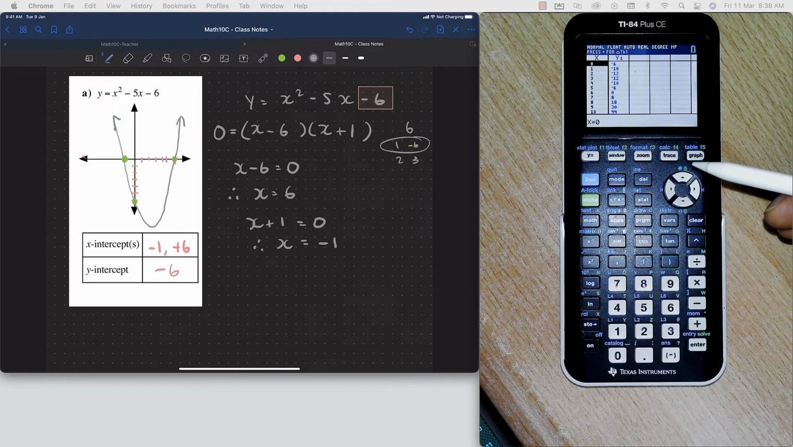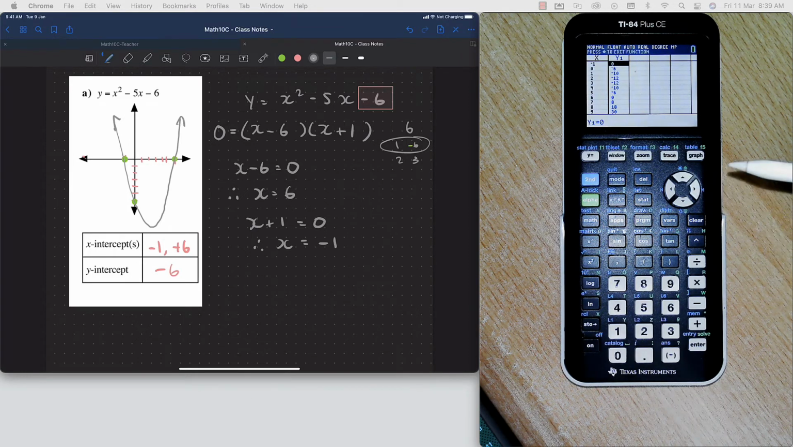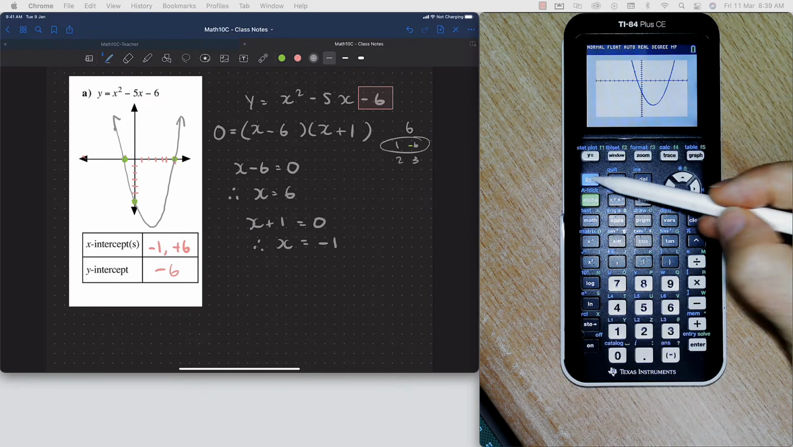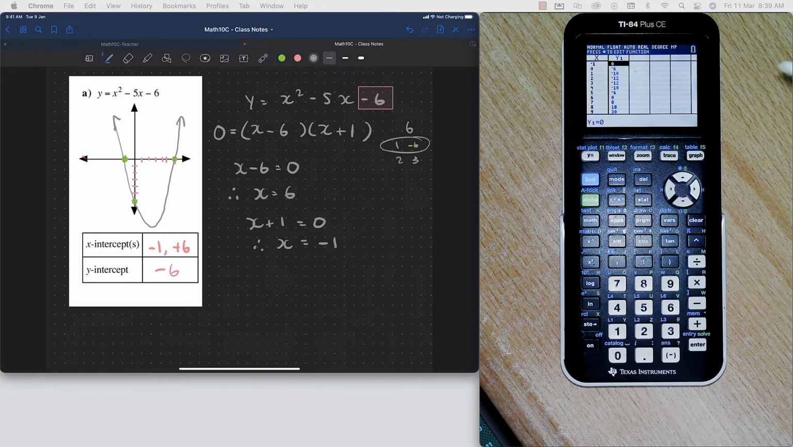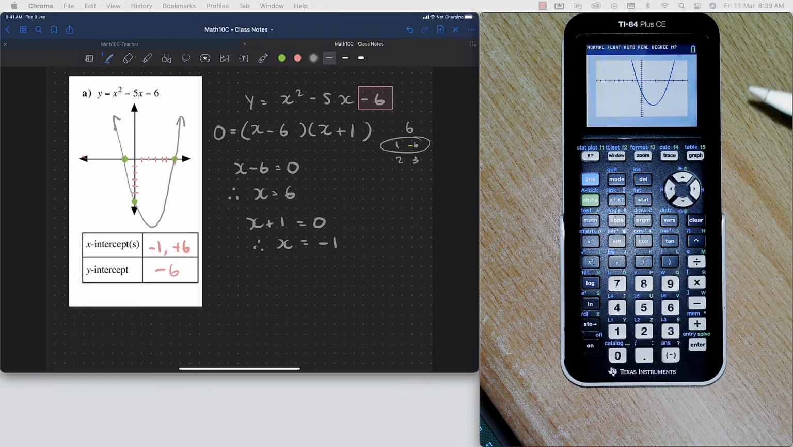So 0x, negative 6 in the y, that's correct. And then if I go down to find my x-intercepts, they're going to be 6 and negative 1. So when I find 6, you can see that the y is 0. And when I go up here to negative 1, it is also 0 right there. So the calculator has given us the shape of the graph. It's confirmed all our calculations on the table.